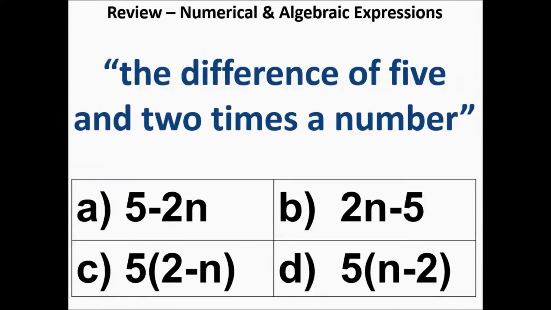The difference of 5 and 2 times a number. It's not starting out with anything times the difference of, so it's just straight up subtraction. You can narrow it down to A or B. And it's 5 in front of the word and, so it's going to be in front of the subtraction sign. That leaves it with the choice A.